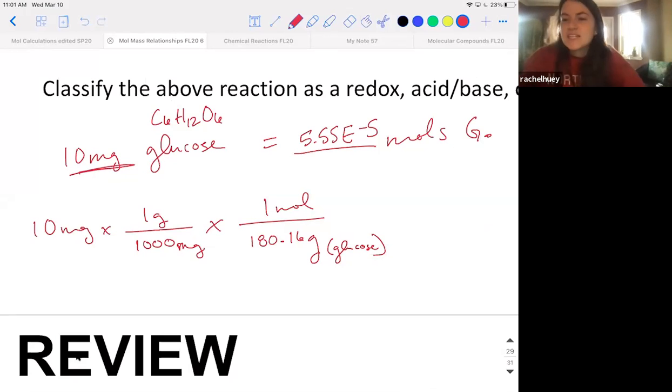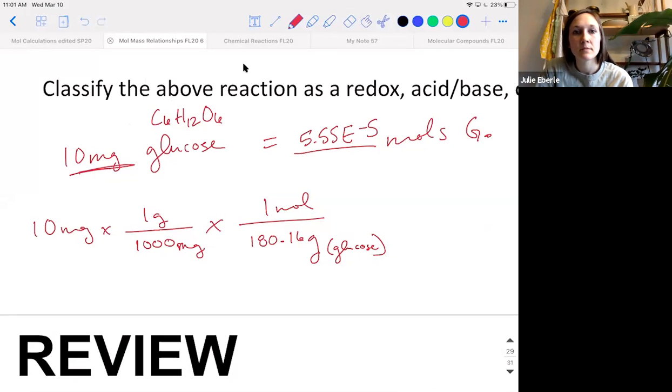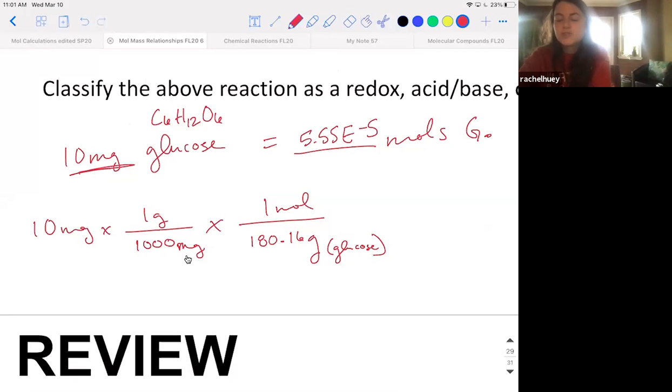Can I ask a definition question real quick? Yeah, Rachel. So for Avogadro's number, the 6.022, what is it? I just want to make sure it represents how many molecules are in a mole? Okay.